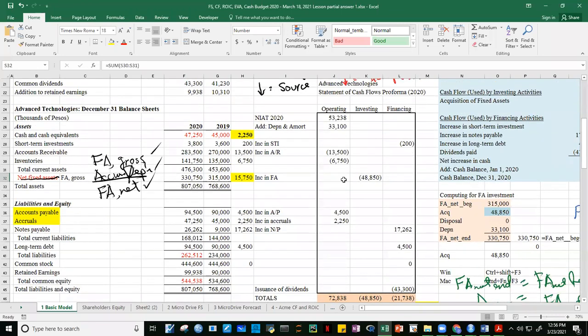Okay, clear ba? None, sir. Okay, thank you. The rest, paki-chat nga guys kung clear so far. Is the statement of cash flows clear? Hindi po. Okay, good. Thank you guys for your feedback.